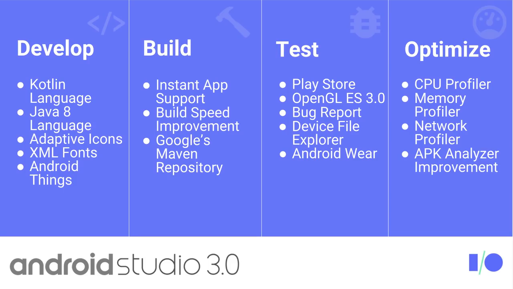And with that, that's Android Studio. We talked about a range of features, from developing with Kotlin support or better Java 8 language support, better Instant Run support inside the build system, adding the Google Play Store to the emulator, and a whole suite of optimization tools for you.